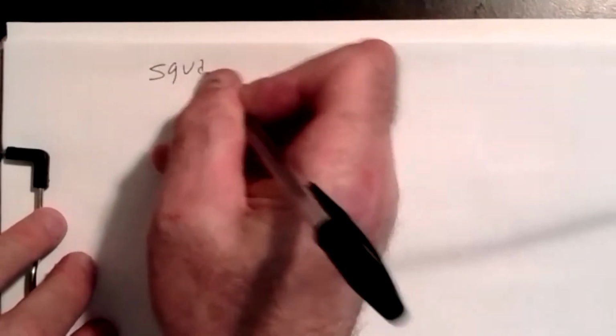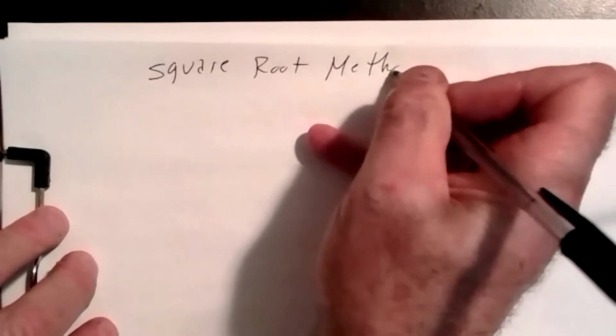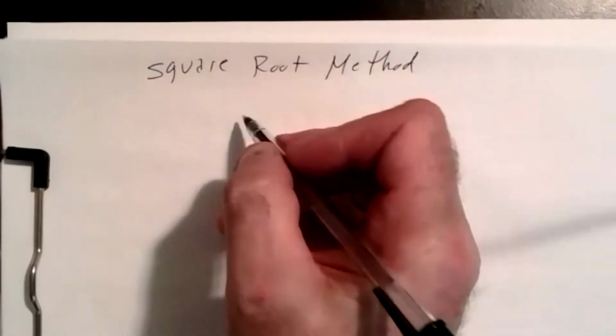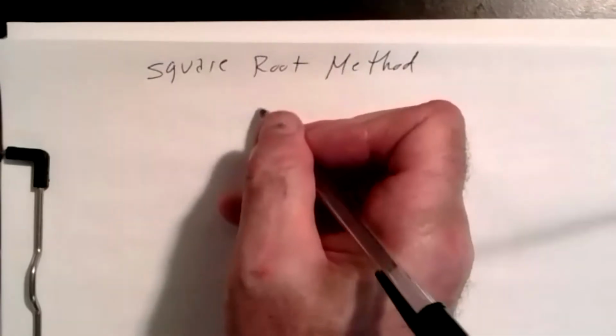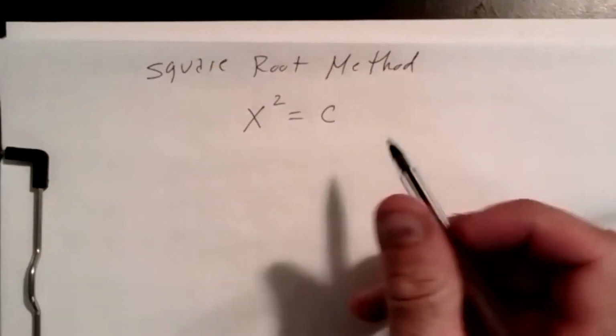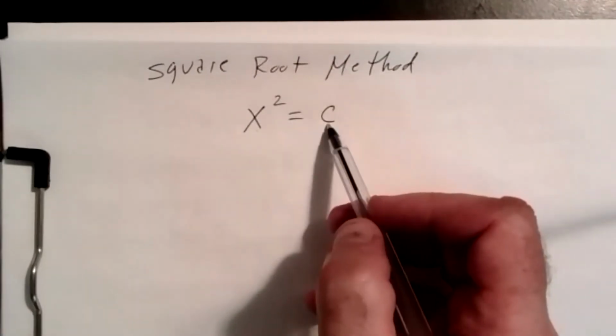All right. There's another technique, ladies and gentlemen. It's called the square root method for solving a quadratic equation. Square root method. This method requires that your quadratic equation be in the form of something squared equal to some real number. Your quadratic equation has to look like this in general. We have some squared quantity equal to a real number.